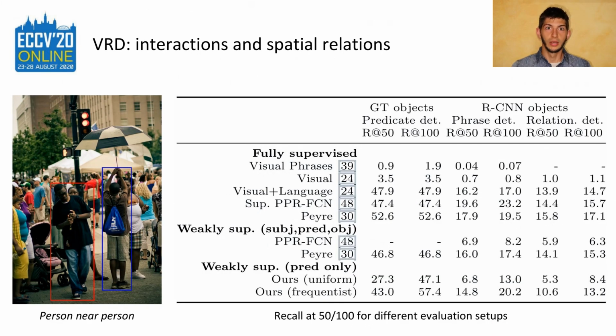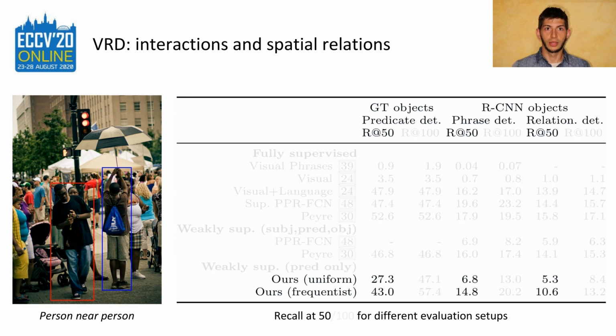To begin with, we apply our method to the visual relationship detection dataset, which contains both actions such as drive and spatial relations such as next to. In all three evaluation setups, our method achieves recall scores that are comparable to other fully and weakly supervised methods. The results for recall at 50 also highlight the effect of the directionality prior on the ranking of relationship triplets.